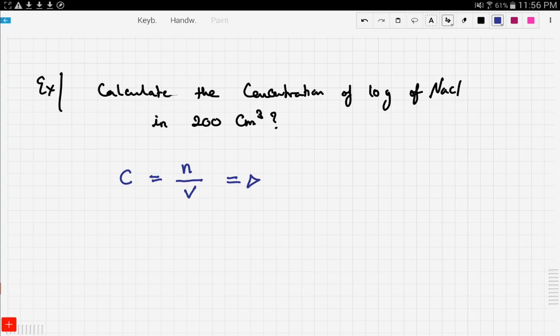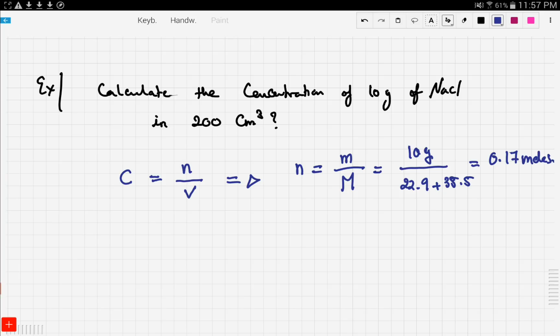We need to calculate first the number of moles, which is N. And we said that the moles is mass over molar mass. And that's gonna be 10 grams over the molar mass of NaCl, which is 22.9 plus 35.5. And what do we get? Let's calculate this. So 10 grams divided by 22.9 plus 35.5, we get 0.17 moles.